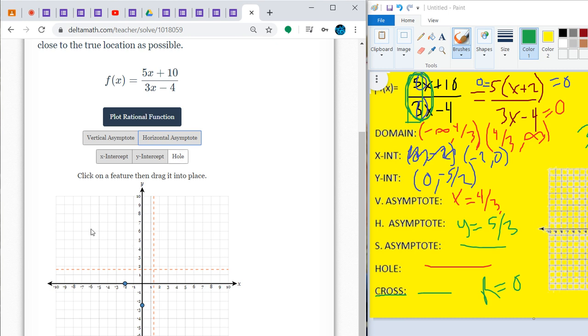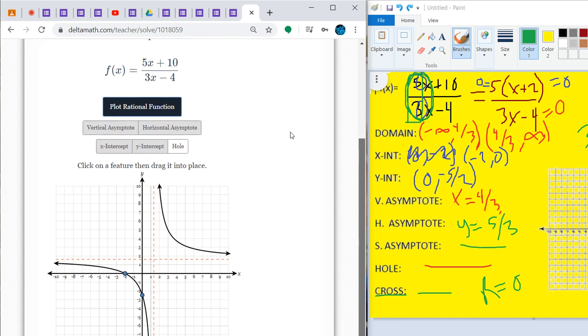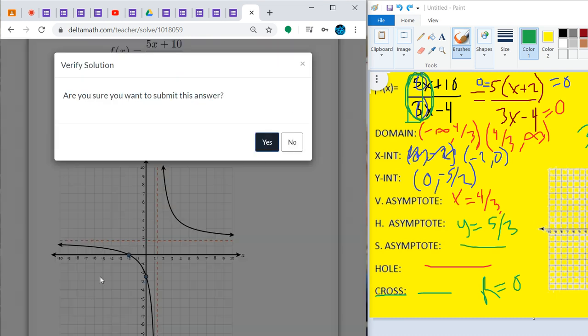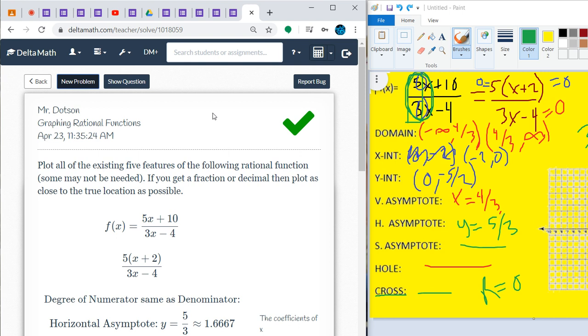So now if we were drawing this ourselves, we'd connect these two dots to make it curve downwards, and then the portion to the right, for the other side of our domain, we need to have a part on the right-hand side of that vertical asymptote. It's either going to be above or below. If it's below, it would hit that axis again, so it'd have to be above. And when we click plot rational function, that's exactly where it would show up. So we have what we want to find. Click submit answer. Yes, I'm ready to submit, and there you go.